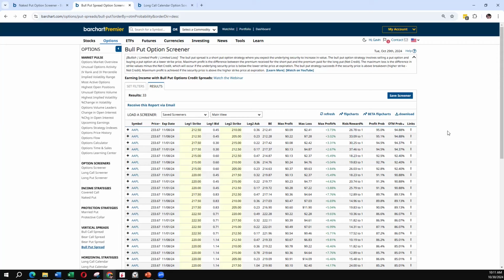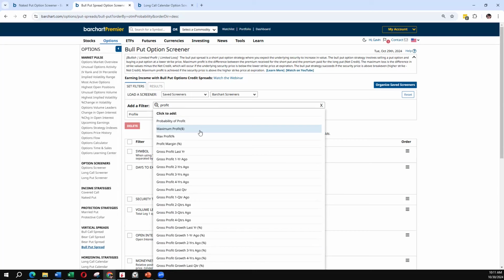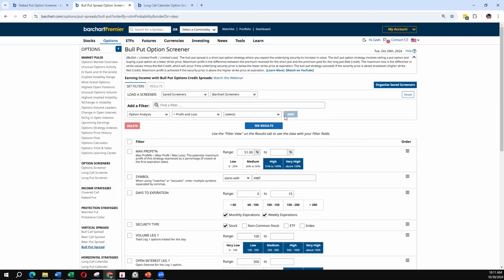And if I sort by out of the money probability, that's quite a high probability, 95%, but the max profit is quite low. Typically with a bull put spread, I want to look for about a 10% profit potential. So I'm actually going to just come back here to the filters and add max profit percentage.